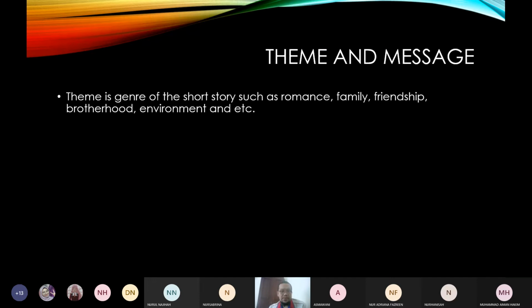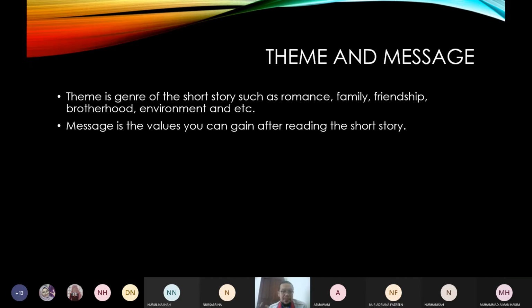Alright, the theme and message are also important in a short story because theme refers to the genre of the short story. Usually like romance, whether the story is about family, maybe friendship, brotherhood, environment and so on. Alright, there are many genres you have to look at. And message is something different.